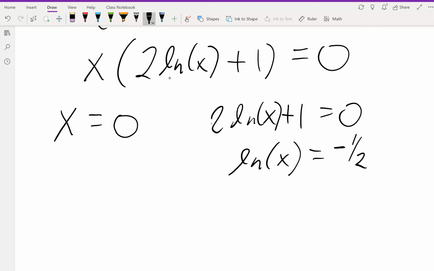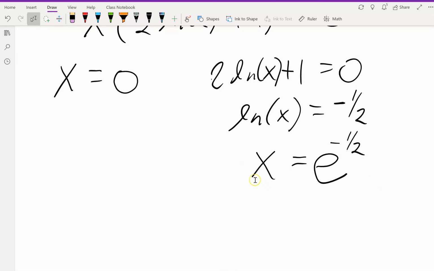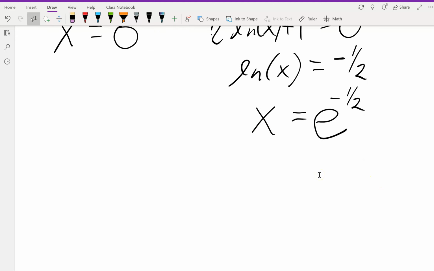Now we have to have good exponential skills. If the natural log of x equals negative 1/2, to get rid of the natural log, you would exponent both sides. And when you take the exponential on both sides, you're left with x equals e to the negative 1/2. Again, the only way to get rid of a natural log is to e both sides. And that's what I did. And that's how I arrive at this solution.